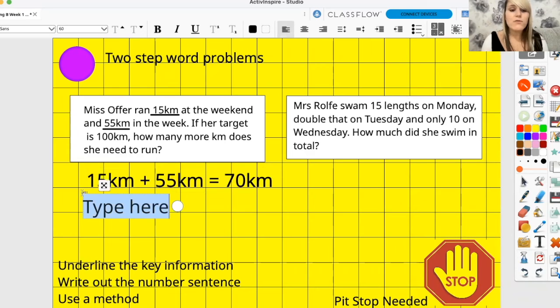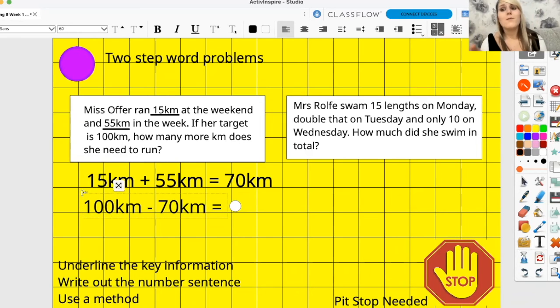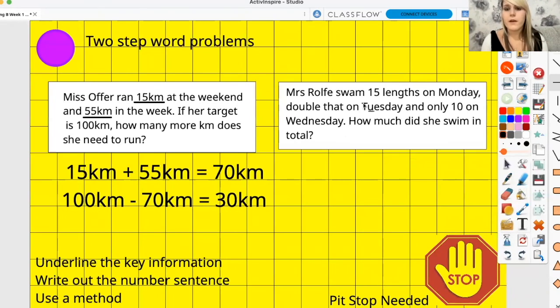But she needs to run 100 kilometres. So I need to take away what she's already done to find out how much more she needs to run, or I can count up to find the difference. So if I do 100, that's 10 10s, take away 5, 6, 7 10s, I've got 10, 20, 30 left. So that's my answer. But what I could have done is gone 70, 80, 90, 100 and know that I've got 30 left to go.